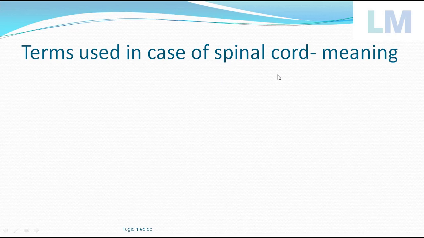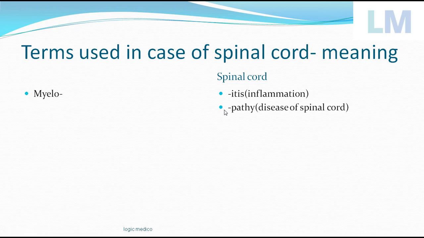Now come on to the next context, spinal cord. Already told you, myelo refers to spinal cord. Any word containing myelo is referring to spinal cord. Myelitis means inflammation of the spinal cord. Myelopathy: pathy means disease, so the disease of the spinal cord is called myelopathy. Myelogram: we can inject a dye and see the central canal of the spinal cord and the subarachnoid space around the spinal cord. That recording is called myelogram.